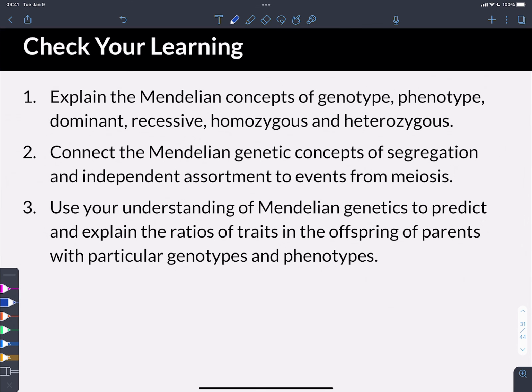As we wrap up this video, let's make sure we can check our learning with the following things. Make sure that you can explain the Mendelian concepts of genotype, phenotype, dominant, recessive, homozygous, and heterozygous. Make sure that you can connect the Mendelian genetic concepts of segregation and independent assortment to events that are occurring in meiosis. And finally, make sure that you can use your understanding of Mendelian genetics to predict and explain the ratios of traits in the offspring of parents with particular genotypes and phenotypes. If you can do those things, you're doing great. If not, that's okay too.